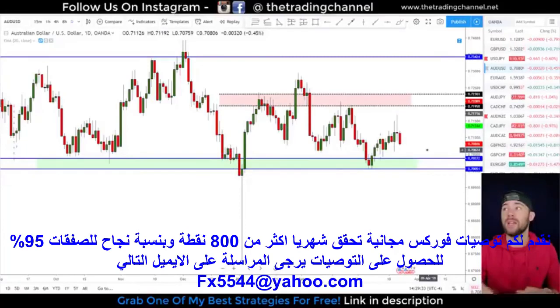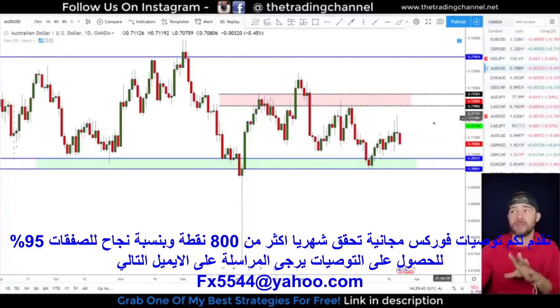I'm not going to be doing anything in terms of trading with this pair until we get down to this zone in green, or possibly up to the zone around 0.7208. That's the only times I'll be looking at this specific currency pair for a trade.